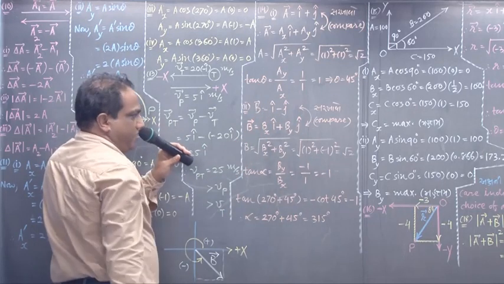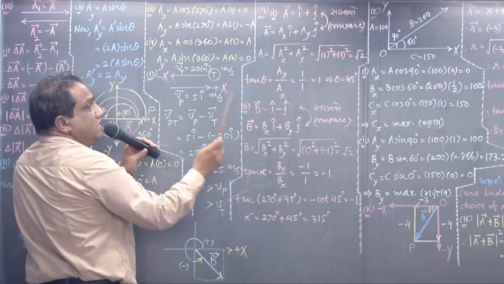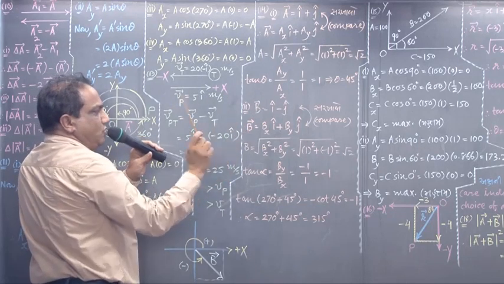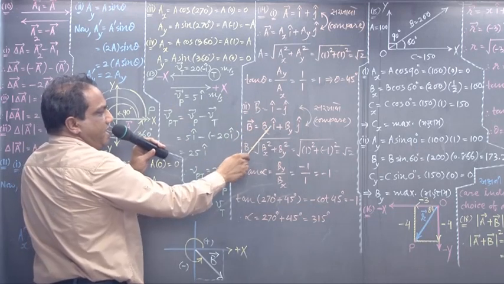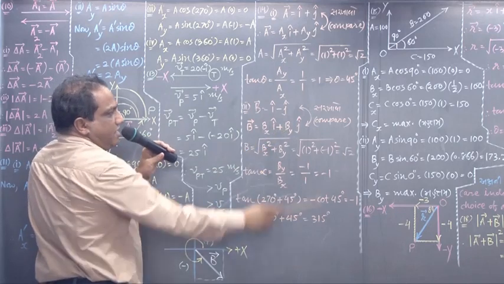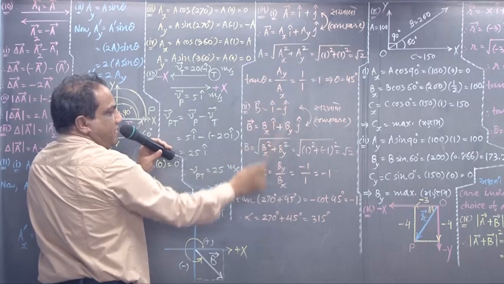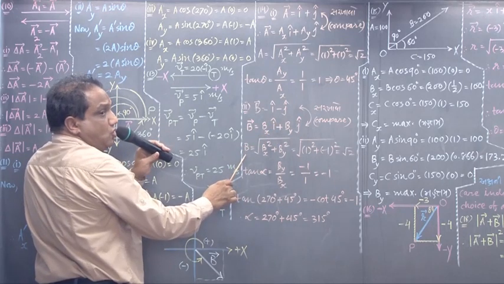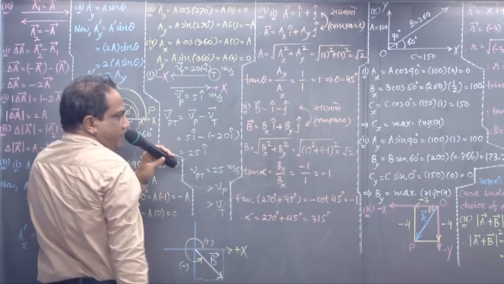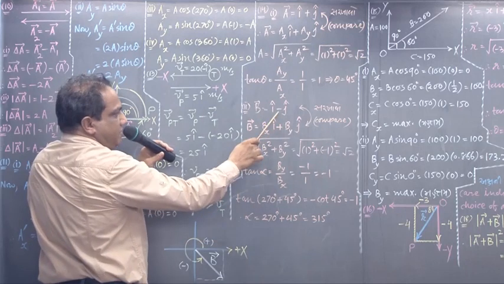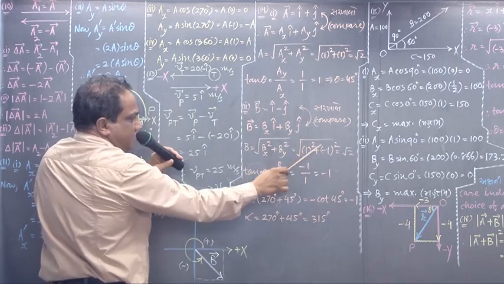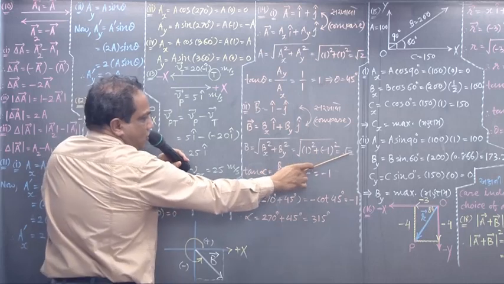Vector B, suppose I am taking this way, they have given i hat minus j hat. I just take it as vector B. Compare it with the general representation of a vector in 2 dimensions, vector B equals Bx i hat plus By j hat. When you compare, Bx equals 1, By equals minus 1. B equals under root of Bx square plus By square. Bx is 1, By is minus 1, so this is under root 2.